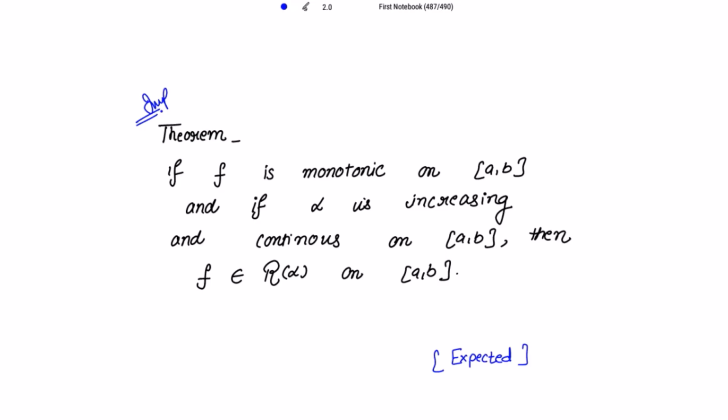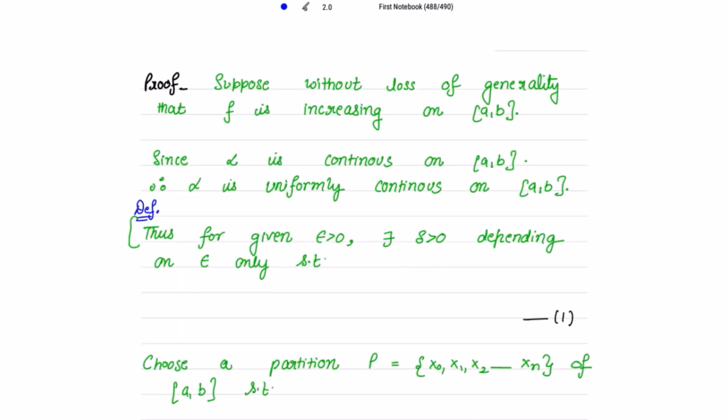If f is monotonic on closed interval [a, b], and if alpha is increasing and continuous on closed interval [a, b], then f is Riemann integrable on closed interval [a, b]. Because f is monotonic, without loss of generality I will suppose that f is increasing on closed interval [a, b].